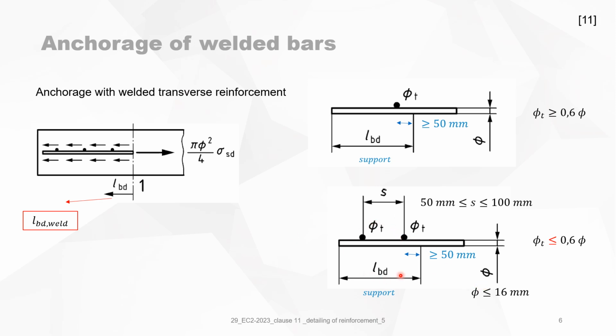Also, you can only use this method with welded transfer reinforcement if the diameter is smaller than or equal to 16 millimeters. Then the anchorage length LBD weld equals LBD tension, the anchorage length according to formula 11.3 for straight bars, minus 15 phi. And it must be bigger than 5 phi. This is strange. In all other formulas, it's bigger than 10 phi. So why suddenly for a welded transfer reinforcement is the minimum anchorage length 5 phi? It's a little bit strange.